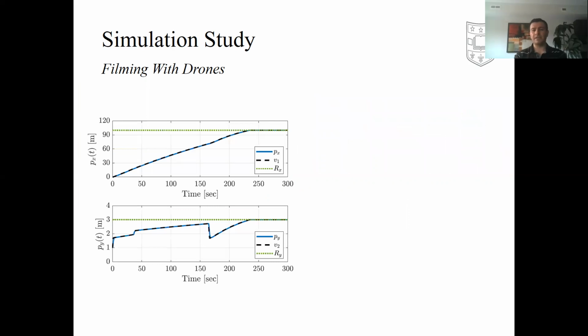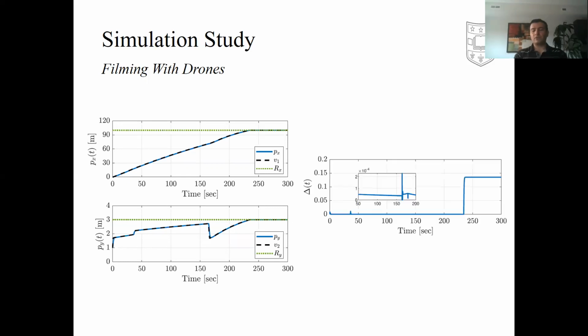Here are the simulation results. The green dotted lines are the desired reference. The dashed black lines are the auxiliary reference, and the blue lines are the X and Y positions of the drone. So as you can see here, the auxiliary reference converges to the desired reference, and the drone follows this path and completes the mission. Here we have also the dynamic safety margin. As you can see, the dynamic safety margin is positive at all times. It means that the constraints are never violated.